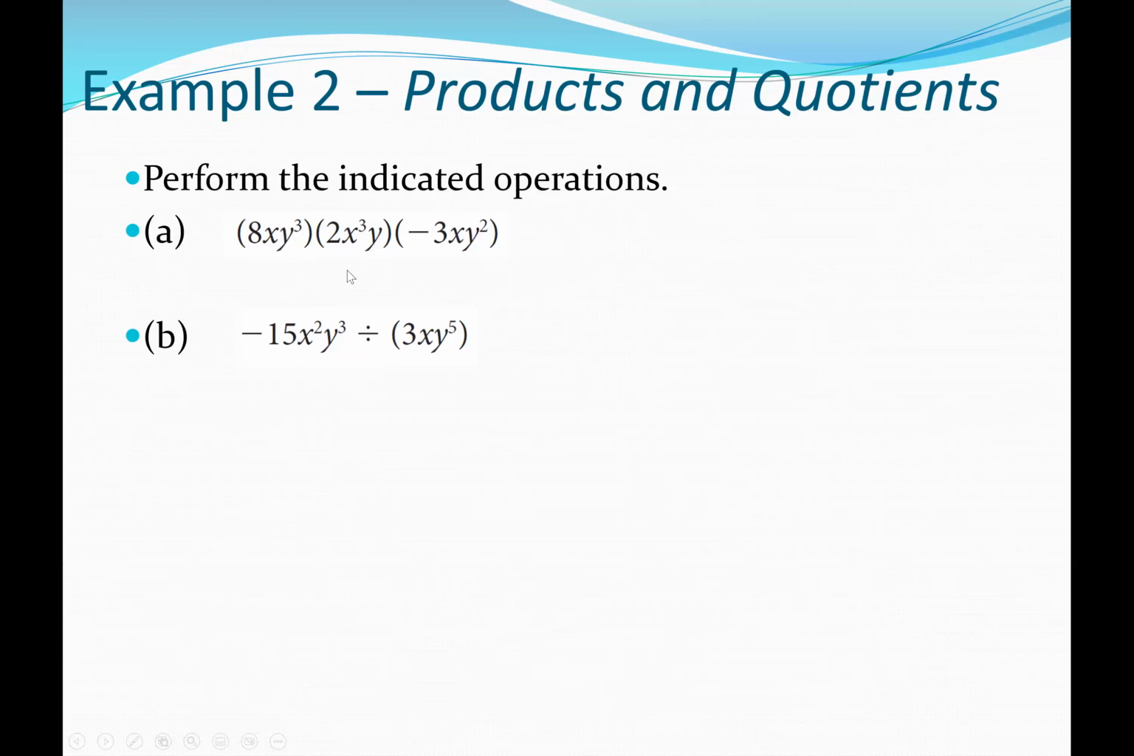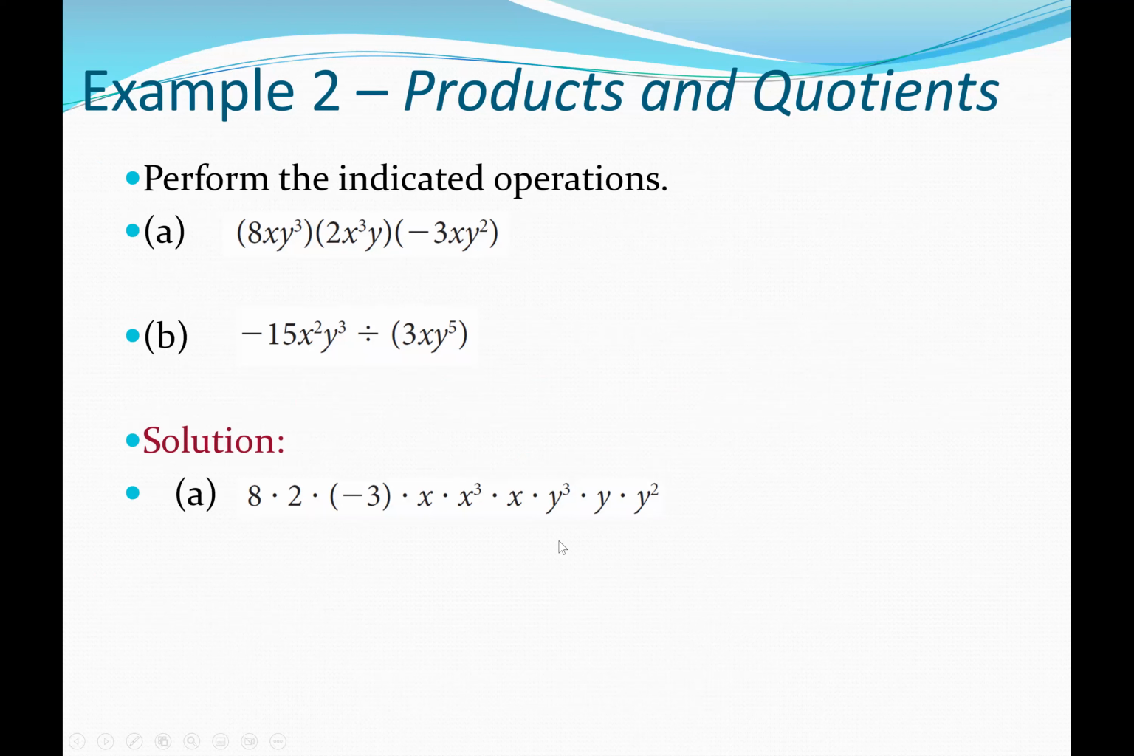Now, this is multiplication. In terms of multiplication, here, for example, we have 3 monomials. Why do we say monomial? Because each one is a single term. So in this case, we are going to multiply everything. So 8 times 2 times negative 3. Then next we have x times x cubed times x. Then y cubed times y squared. So we have the 3 terms.